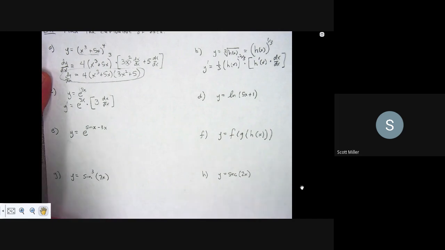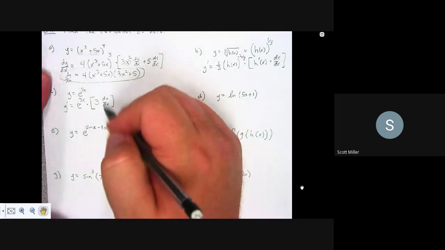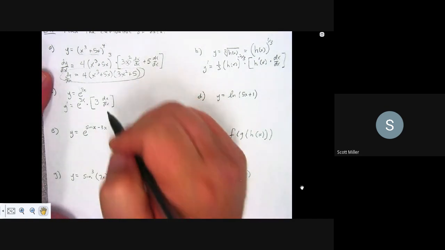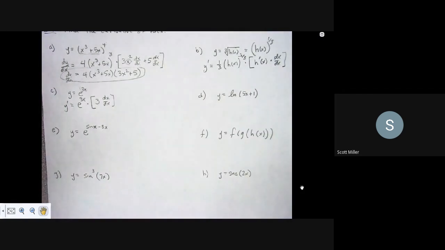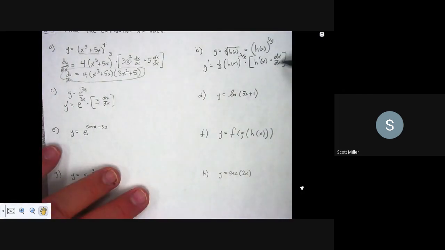So as we get moving along, we usually do not do the dx dx anymore. But just know that it is there. So I'm probably from this point forward not going to write the dx dx unless it's in a function notation format like this.